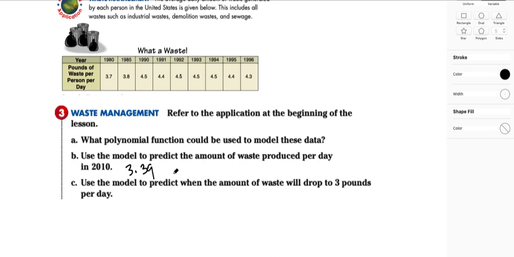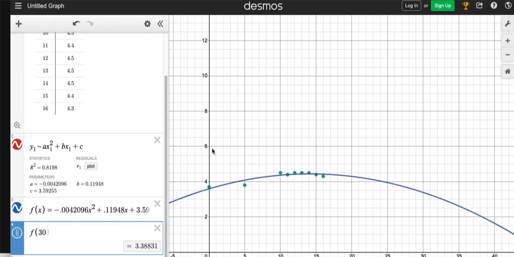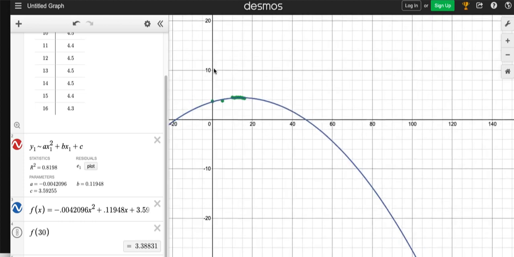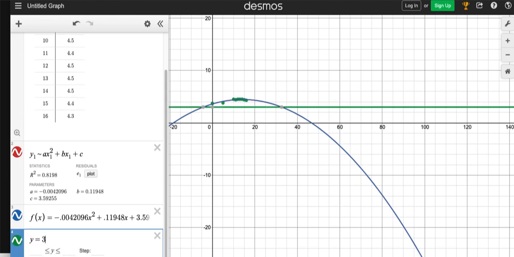This is the last example. Use the model to predict when the amount of waste will drop to 3 pounds per day. All right, so how long will that take? We'll go back to Desmos. Let's see what we can do here. We'll just look exclusively at our graph a little bit. And basically what we're looking for is when this will drop down to 3. So what I'm going to do is actually come here and I'm going to write y equals 3. And so what that's going to do is give me a horizontal line at 3, and it'll give me the exact time that it'll drop down to 3 or below 3.